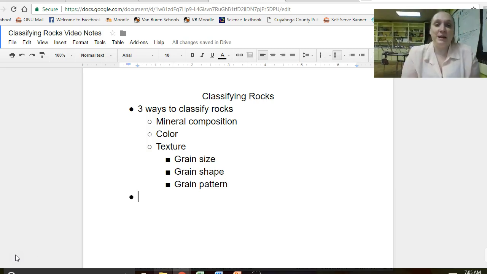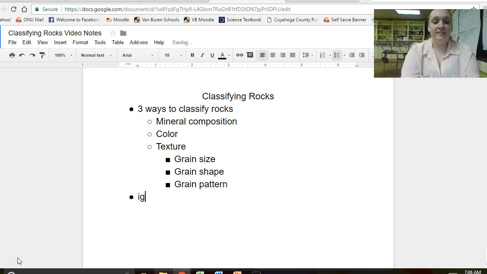So using these three characteristics to classify rocks, which are the rock's mineral composition, color, and texture, geologists are then able to classify rocks based on their origin. And there are going to be three major groups of rocks. So we have igneous rocks, metamorphic rocks, and sedimentary rocks. So let's go ahead and put that in our notes.